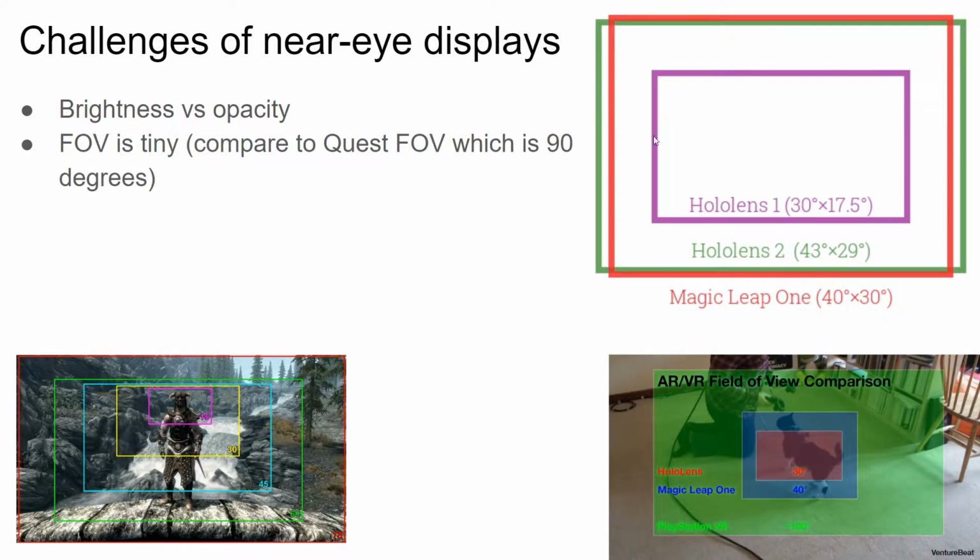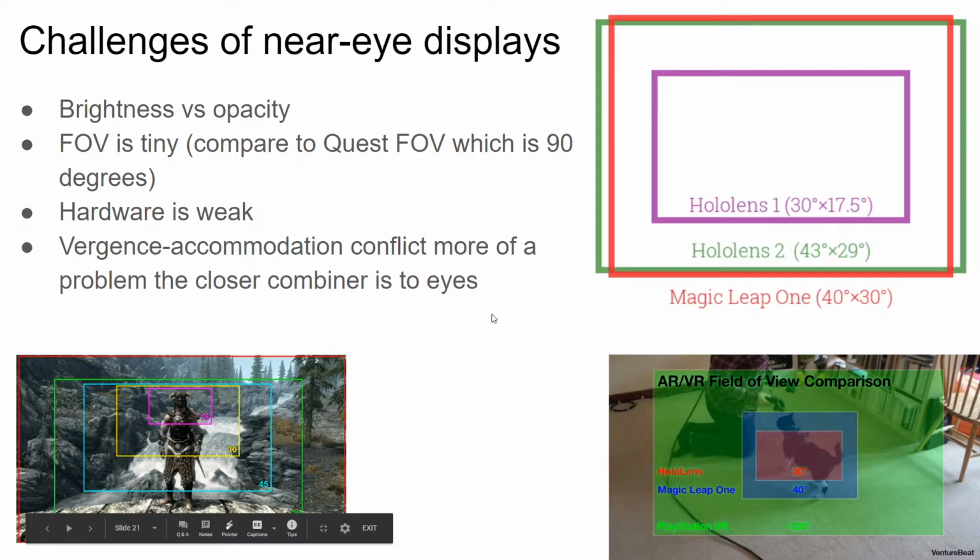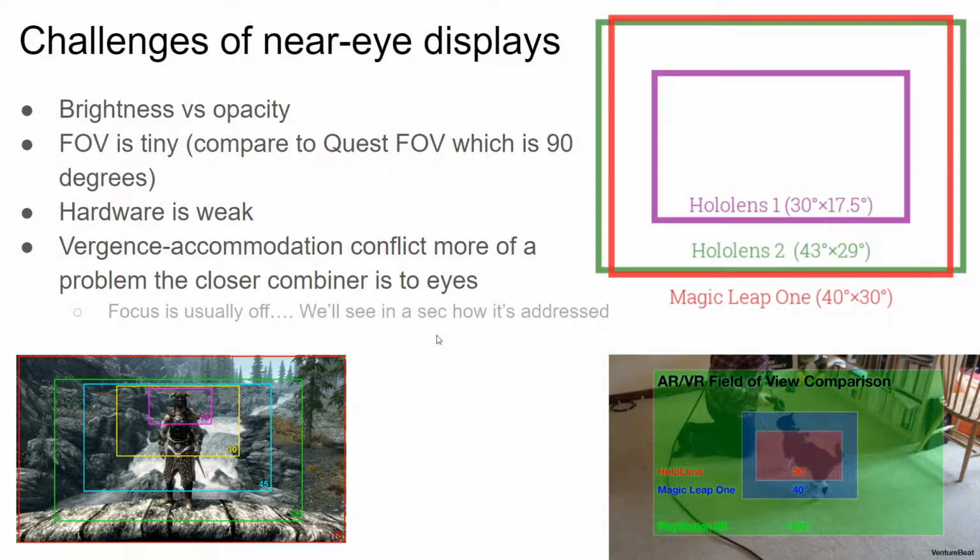Their field of view is tiny, so we saw how the HoloLens field of view is 30 degrees, a third of the Oculus Quest's. And even the higher end headsets like the Magic Leap 1 and HoloLens 2 have really small field of views. And here's another example. The PlayStation VR has a pretty high field of view at 100 degrees. Imagine that you're looking at a virtual scene and you only see this tiny part of it. That's what AR headsets tend to be like. They have very weak hardware because they're mobile usually. And like I mentioned before, this conflict is more important.